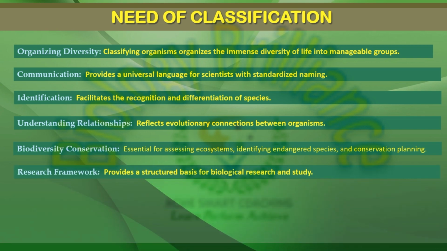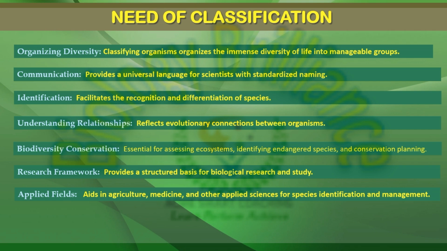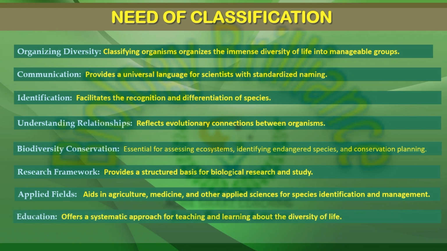A well-organized classification system provides a framework for research in biology. Scientists can study the characteristics, behavior, and ecological roles of organisms within a particular taxonomic group, contributing to our understanding of life on Earth. Agriculture and medicine. Classification is relevant in applied fields such as agriculture and medicine. It helps in identifying beneficial or harmful species, understanding disease vectors, and developing strategies for pest control or the cultivation of crops. Education. Classification provides a structured and systematic approach to teaching and learning about the diversity of life.